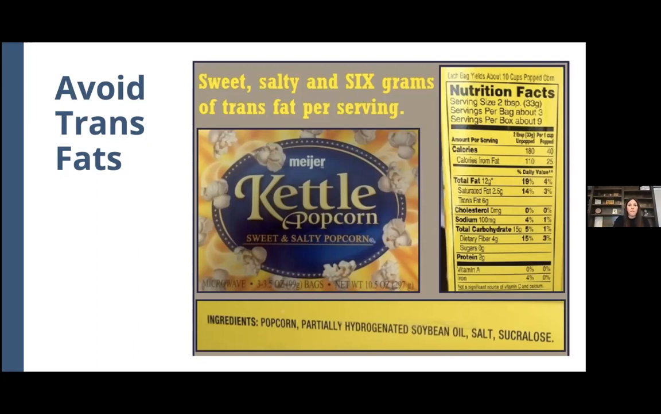And we know that trans fats have a huge influence on insulin resistance and on inflammation. And these are another area as you're eating to be very mindful of. That often goes hand in hand with added sugars. So as you're looking at foods and thinking about what's in your pantry, paying attention to that is very important.